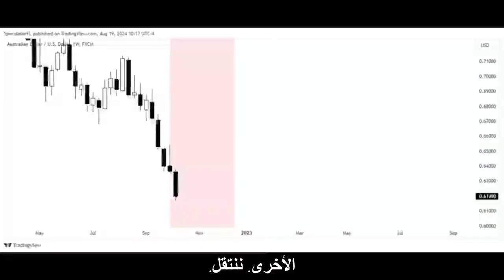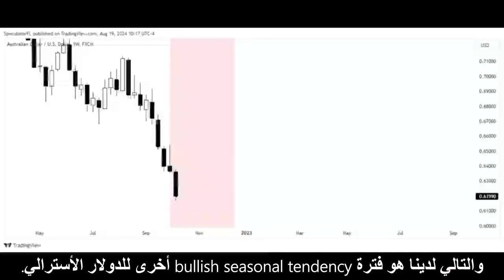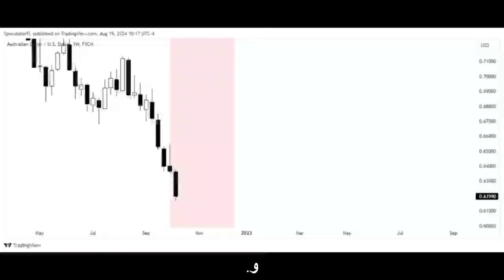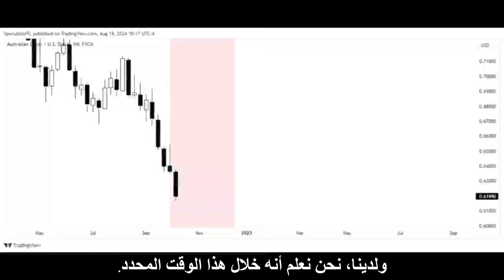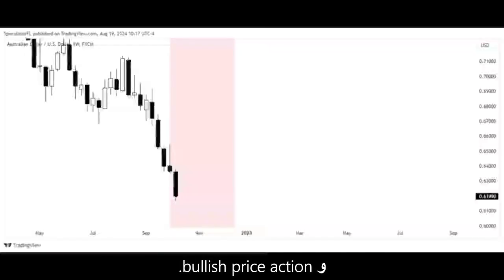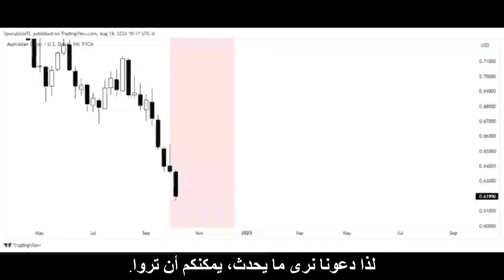Moving on, next up we've got another bullish seasonal tendency time for Aussie dollar, right? It's the same time, from November to December's end, and we know that during this particular time Aussie dollar tends to form higher prices and bullish price action. So let's see what happens.